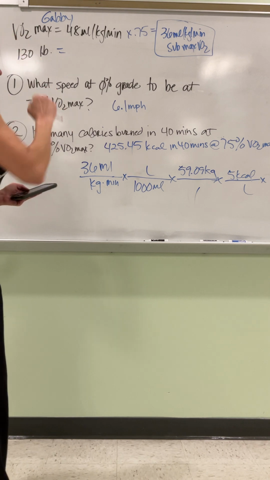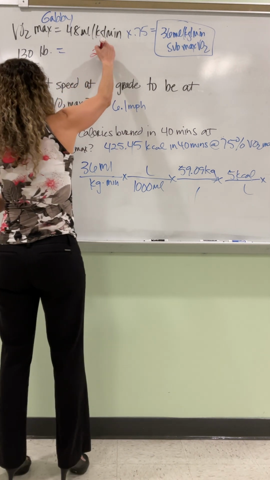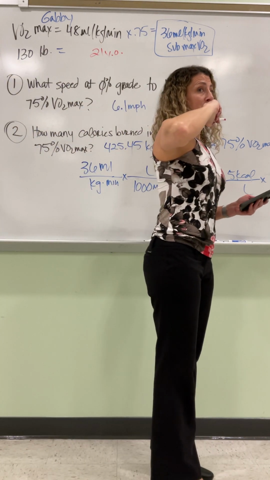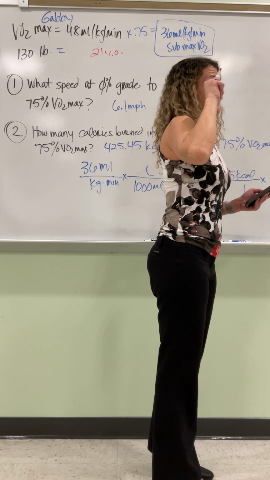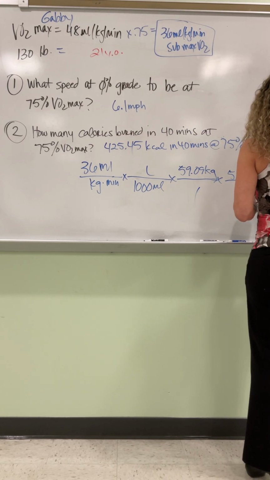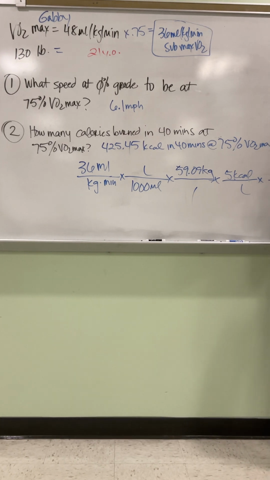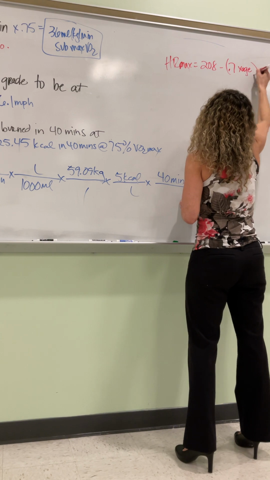First thing we need to do is percent of heart rate max, so we need to first figure out her heart rate max. Let's say she's 21 years old. Do you guys know how to calculate heart rate max? You should have learned it in lab. Here's the formula: 208 minus 70% of your age.